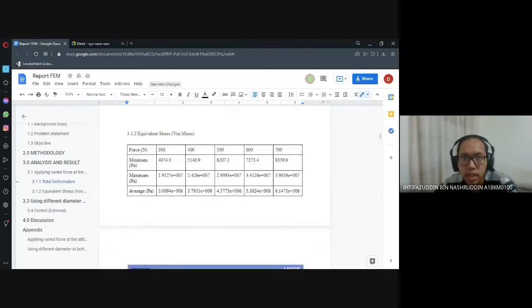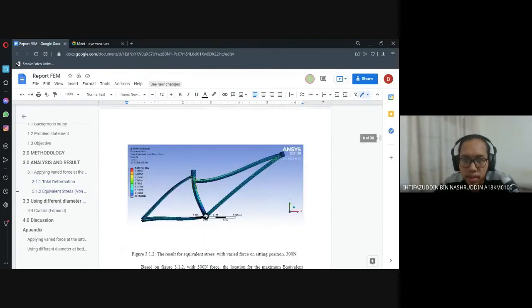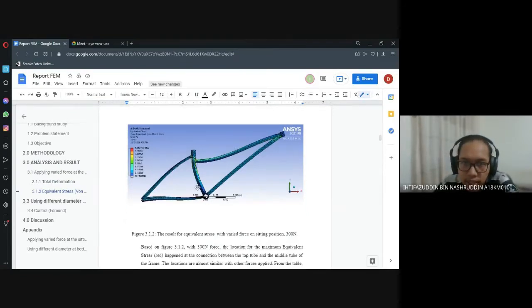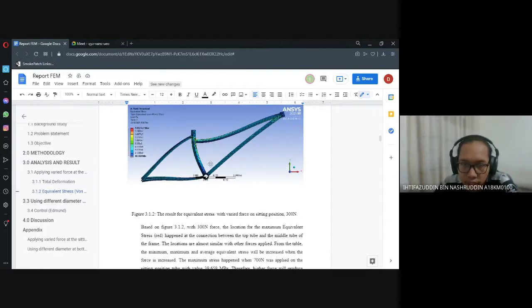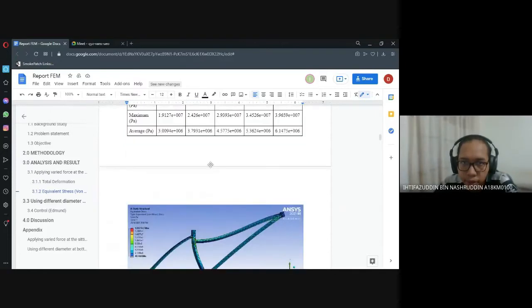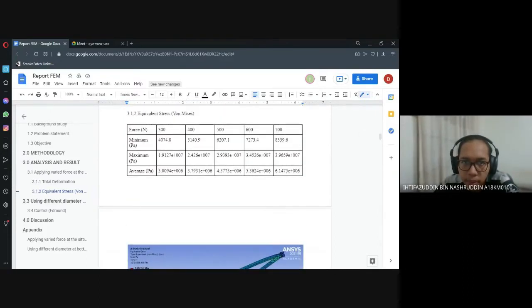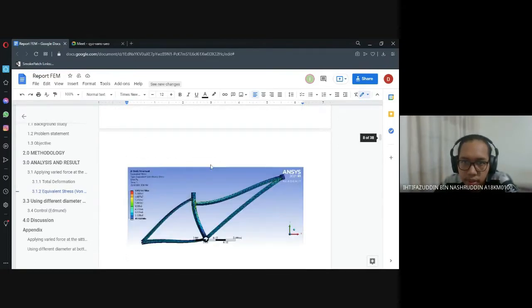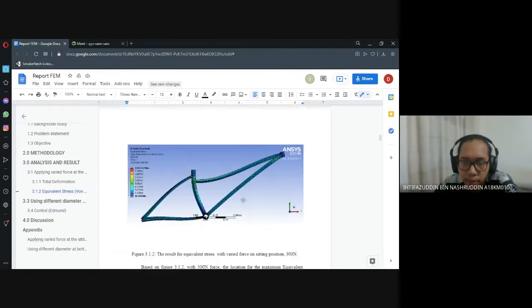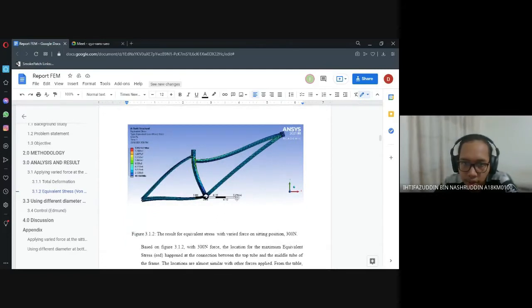Next is the equivalent stress. For this result, you can see the highest stress happens at the connection between the middle tube and the top tube, and the higher force will produce higher minimum, maximum, and average equivalent stress. This is when we apply a 300 Newton force.